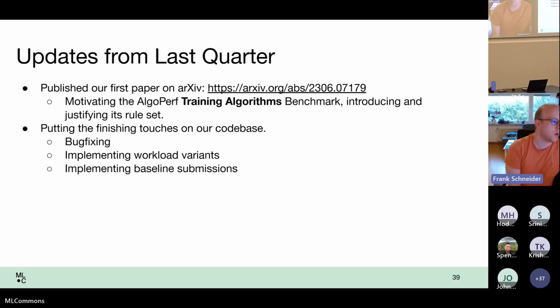In the long term, we want to publish the results of the benchmark and plan the next iteration. We already have a lot of great ideas lined up for the next iteration of the benchmark. And then hopefully we can also build the model benchmark, sort of the sibling benchmark to the training algorithm benchmark. That's everything from my side. Thanks a lot.